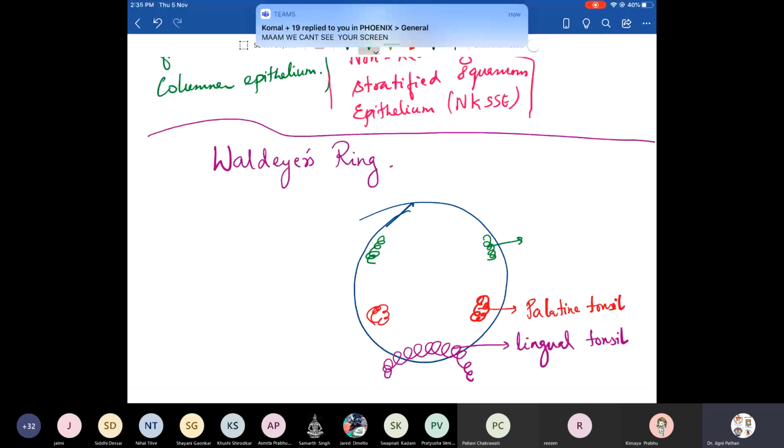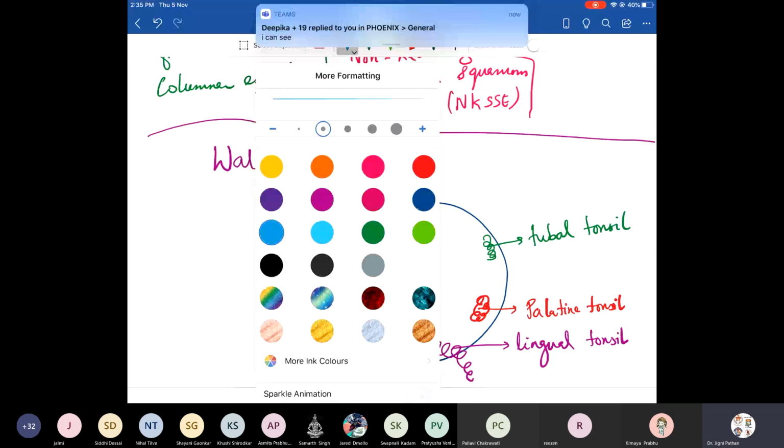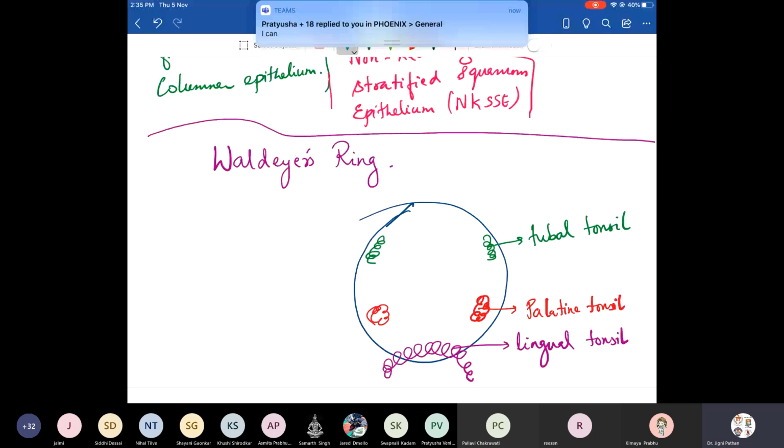We cannot see the screen. Nobody can see the screen. Come on, tell me quickly. What about others? Komal, can you please re-log in? You need to re-log in and check.